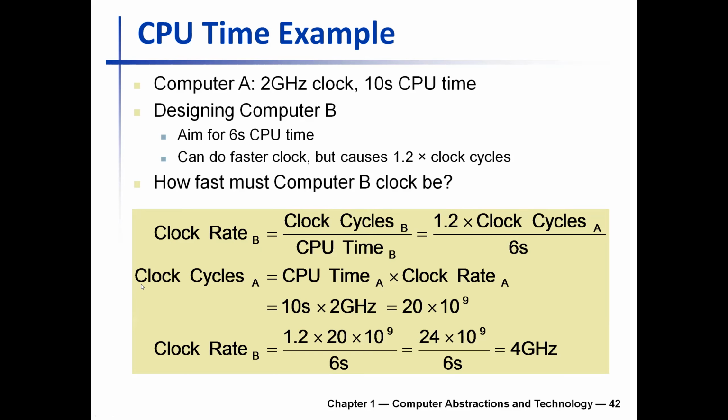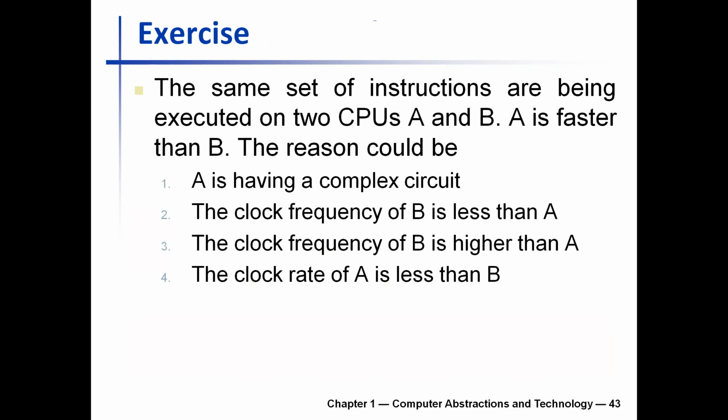That is the target. So the clock cycles in A is CPU time for A times clock rate. Same equation, right? That we had earlier, simple equation. So 10 seconds times 2 gigahertz, meaning 20 billion clock cycles. So go back to our original equation here, 1.2 times 20 billion divided by 6 comes up to 4 gigahertz. So your answers are correct, right? So simple math. Okay, here's another exercise.